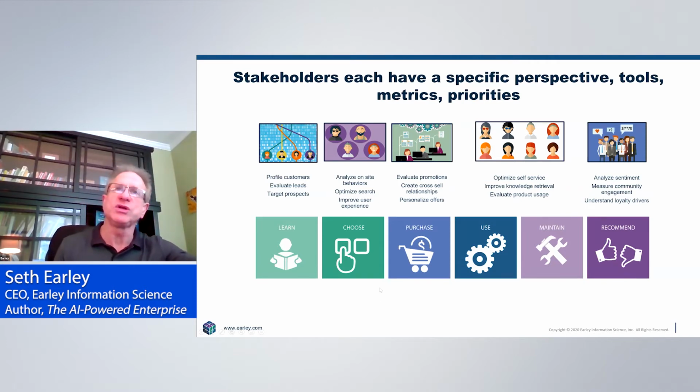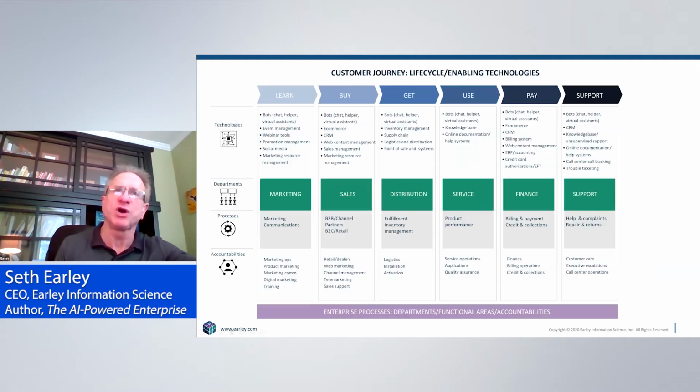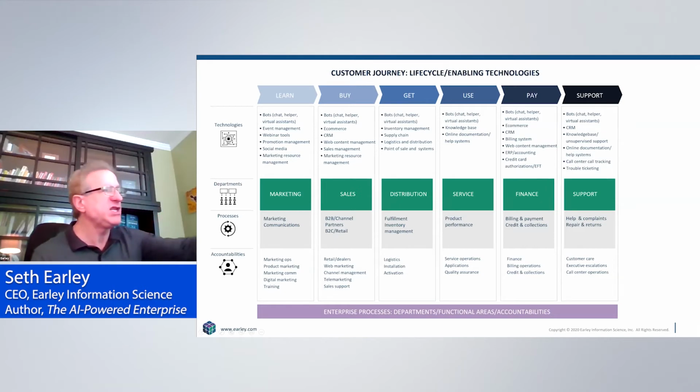There are internal accountabilities and internal departments that are responsible for each of these things. Marketing is usually responsible for learn. Sales is responsible for buy, distribute and forget, and so on. And then you have the processes that are supporting that, and then you have accountabilities.